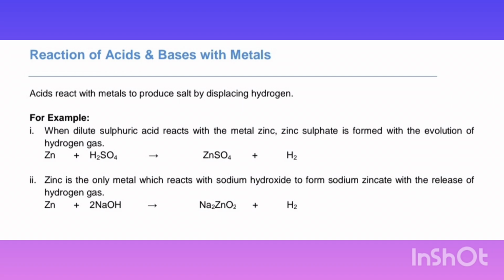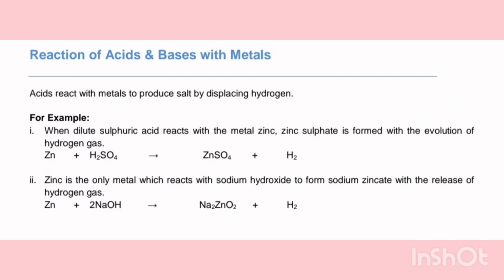Next, reaction of acids and bases with metals. Whenever an acid reacts with a metal, it will produce a salt by displacing hydrogen. For example, zinc when it reacts with sulfuric acid will form zinc sulfate plus hydrogen.